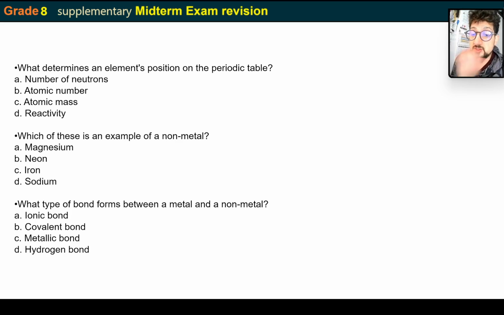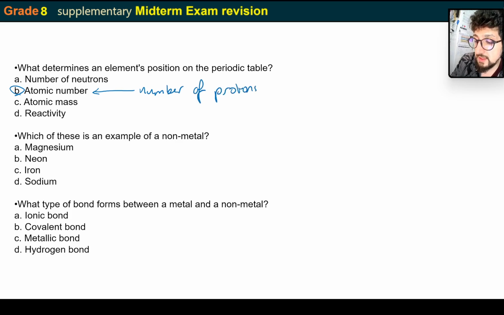Okay, we've got some multiple choice questions to do. What determines an element's position on the periodic table? What determines an element's position on the periodic table is its atomic number, or the number of protons. Atomic number is equivalent to number of protons, and that's really the ID of the atom. Which of these is an example of a nonmetal? The one nonmetal that I can see is going to be neon, and as you know from the periodic table, neon is actually a noble gas as well.